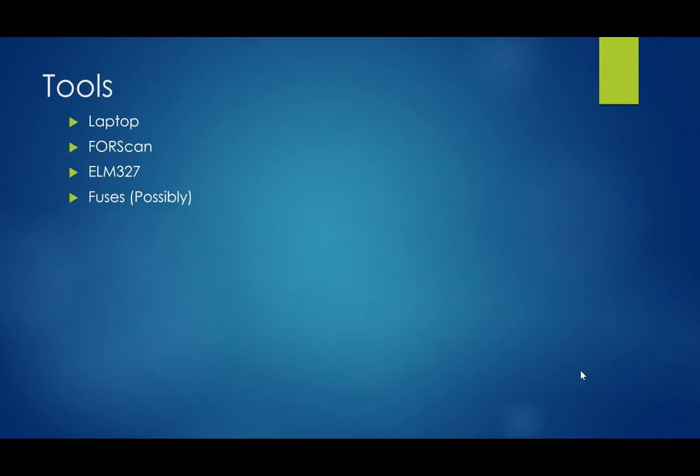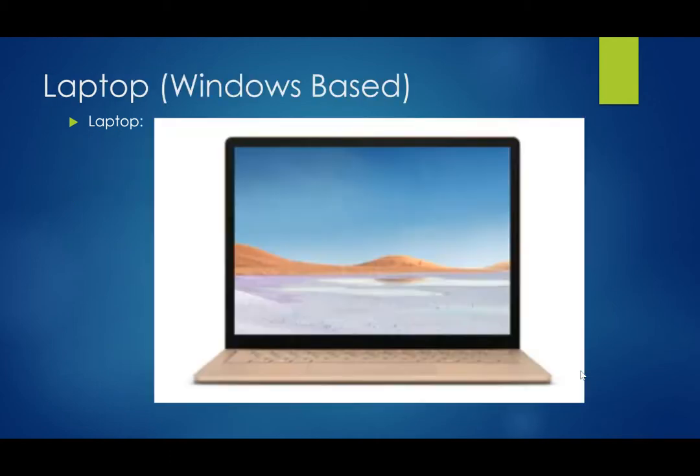The tools you need is a laptop, FORScan, an ELM 327, which connects your computer to your vehicle, and possibly some fuses. You're going to need a Windows-based laptop. You could use a desktop, but it's going to be tough to get your desktop connected inside of a car. So go ahead and use your Windows-based laptop.